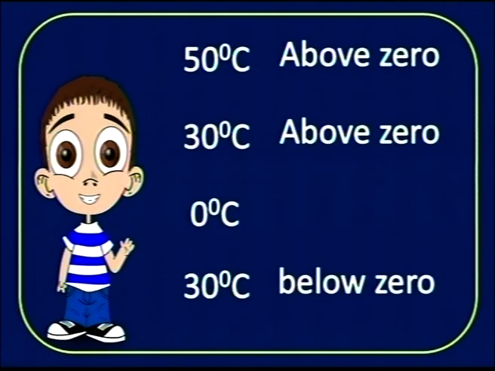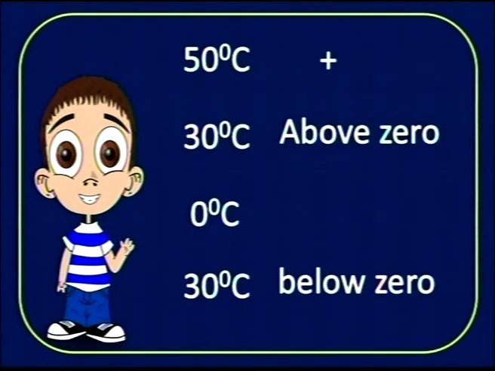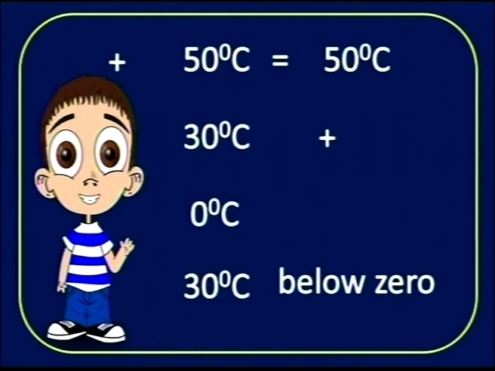What is meant by above 0 and what is meant by below 0? Already I said above means you have to take a positive value, below means you have to take a negative value or negative sign. Okay, above 0, so what do you have to do? We have to take the plus sign. So, plus 50 degrees centigrade can be taken as 50 degrees centigrade. Next, plus 30 degrees centigrade, so we can take it as 30 degrees centigrade.